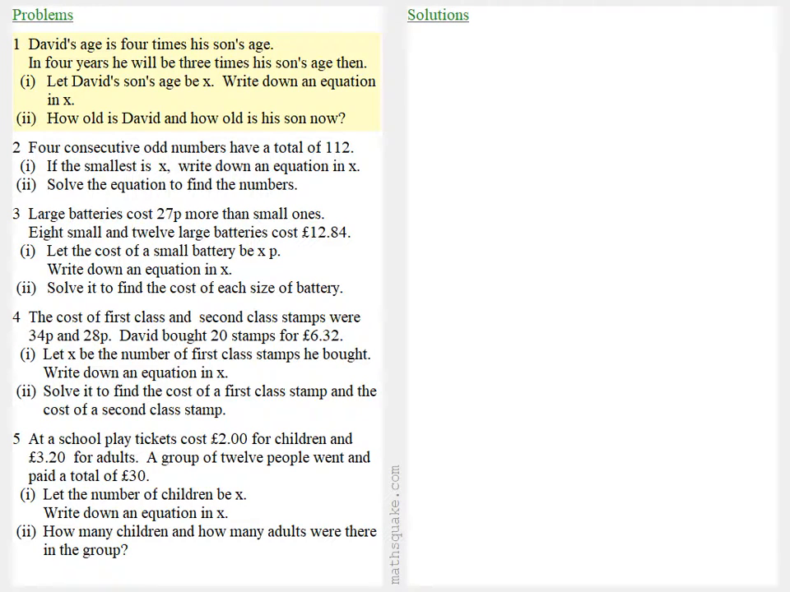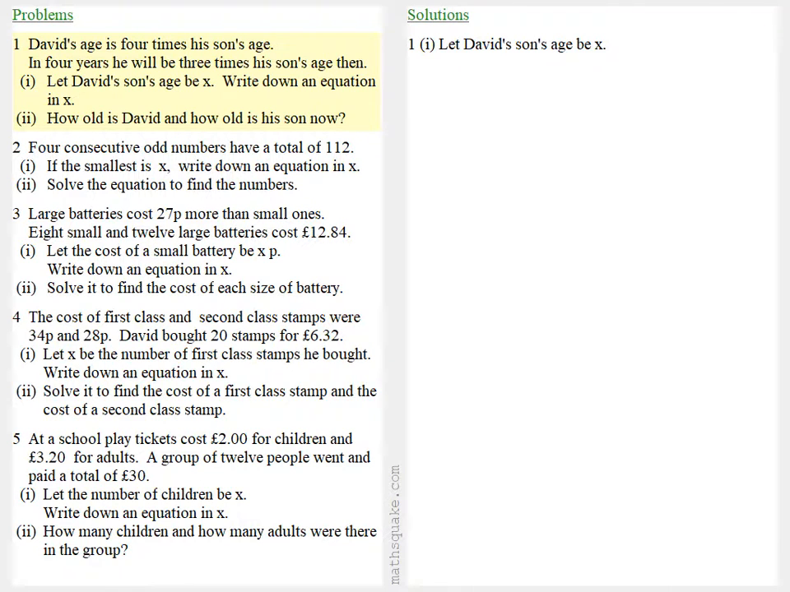Now in the first question, David's age is 4 times his son's age. In 4 years he will be 3 times his son's age. In part 1, let David's son's age be x, and write down the equation in x. In part 2, we're asked how old is David and how old is his son now.